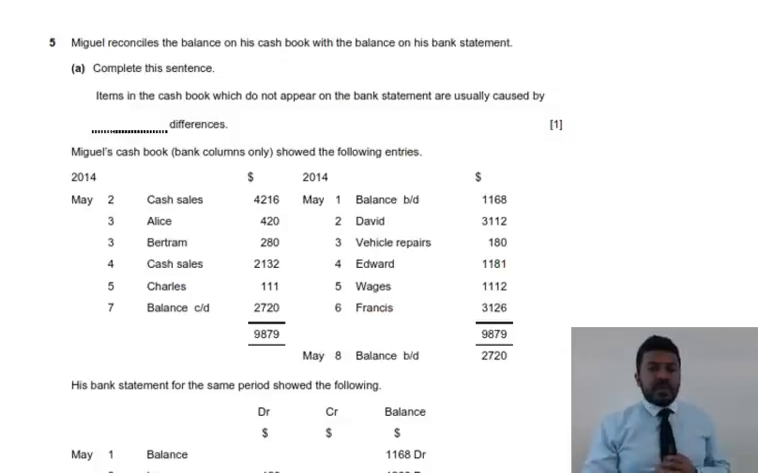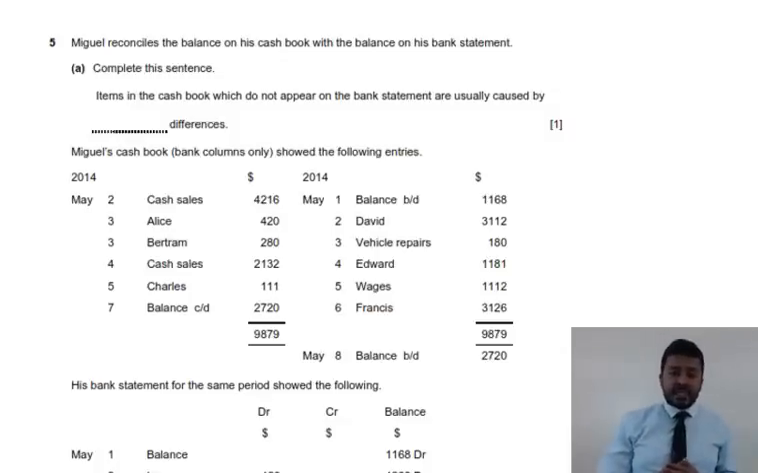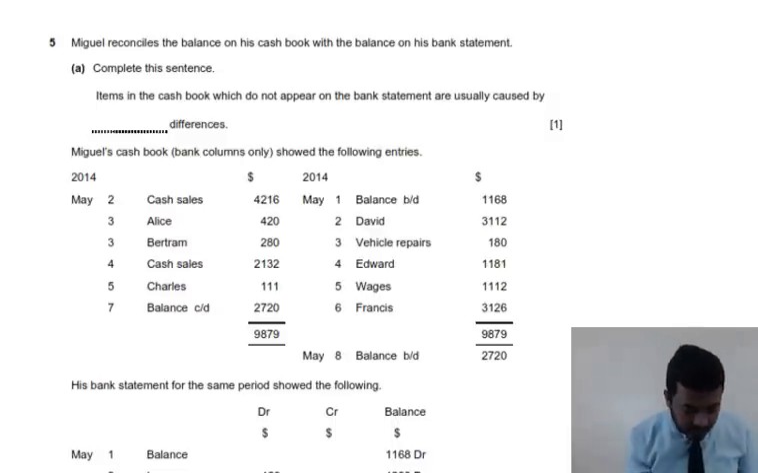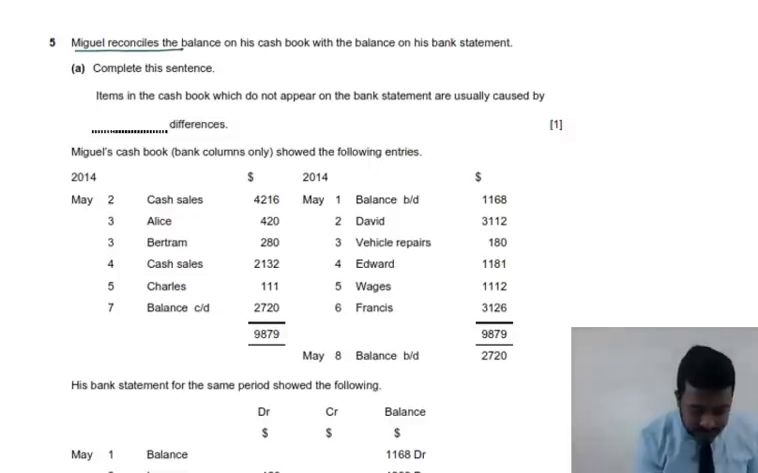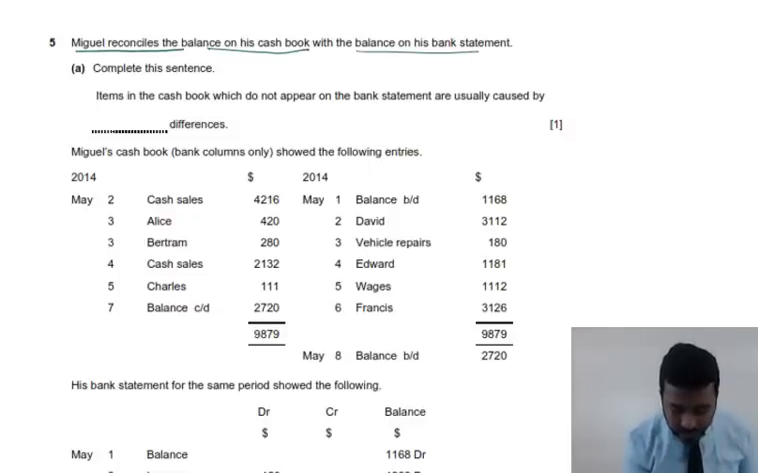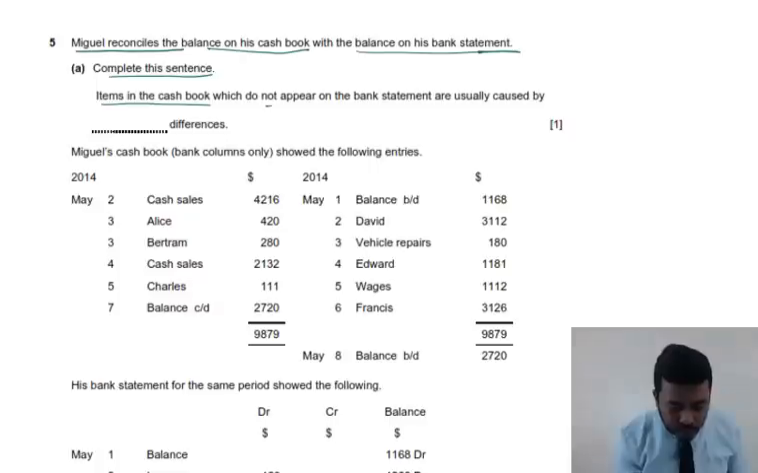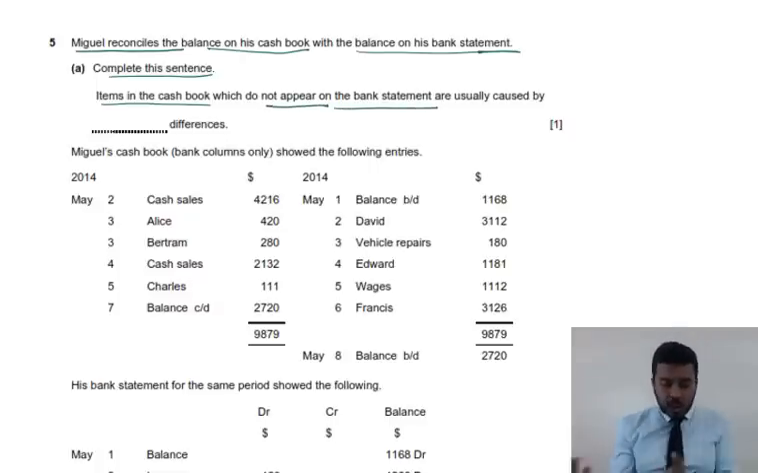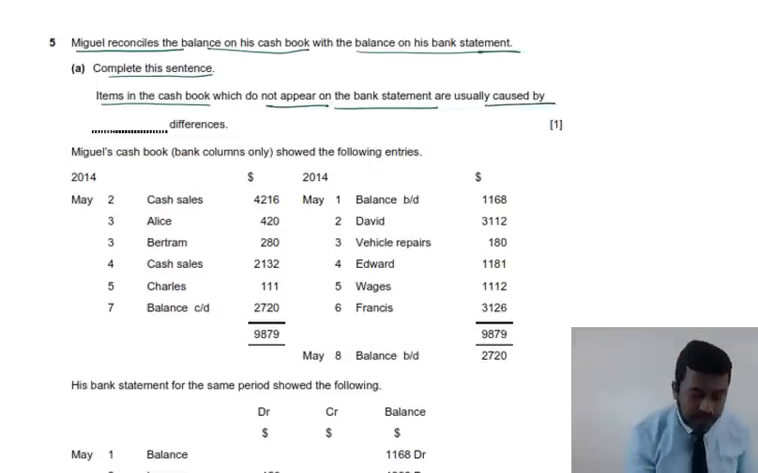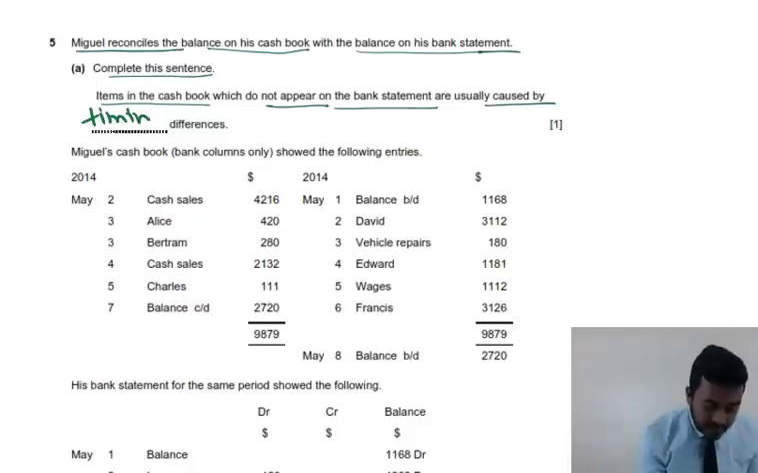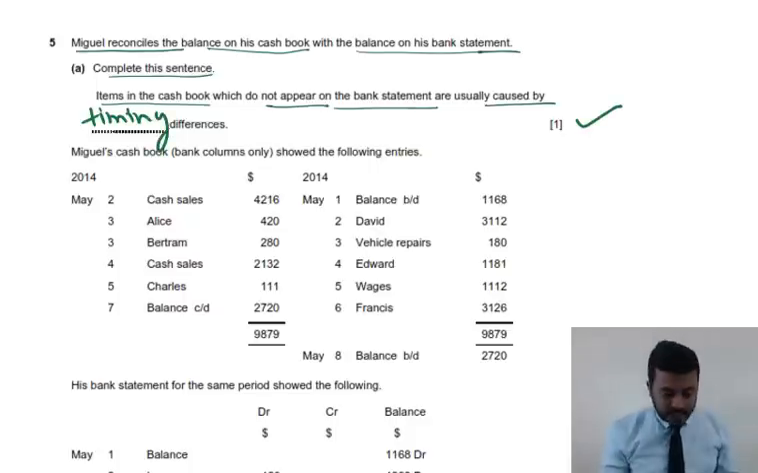Okay, this is a past paper question from IGCSE Cambridge International Board, June 2014. Let's solve it. It says Miguel reconciles the balance on his cash book with the bank statement. Complete this sentence: items in the cash book which do not appear on the bank statement, shown in the cash book but not in the bank statement, are usually caused by what differences? Yes, the answer is timing. One mark into the pocket.